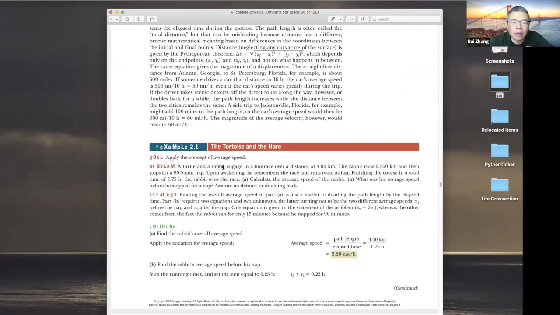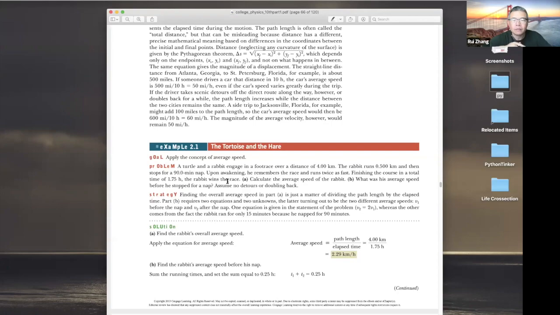A turtle and a rabbit engage in a foot race over a distance of 4 kilometers, and the rabbit runs 0.5 kilometers and then stops for a 90 minute nap. Upon waking, he remembers the race and runs twice as fast. The rabbit finished the whole thing in 1.75 hours, and it says the rabbit wins. They ask you to calculate A, the average speed of the rabbit, and B, the average speed before he stopped for a nap.